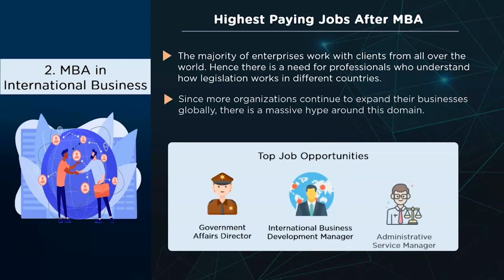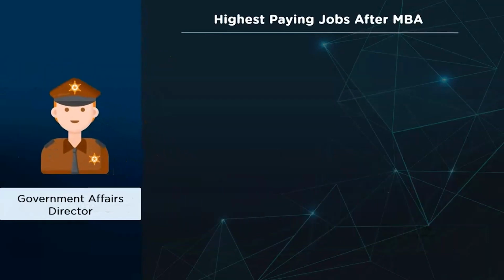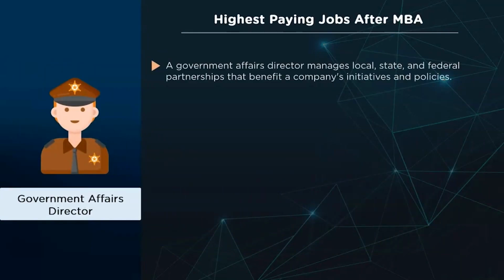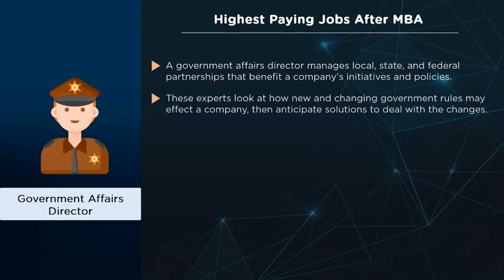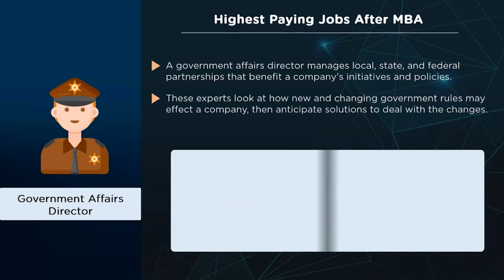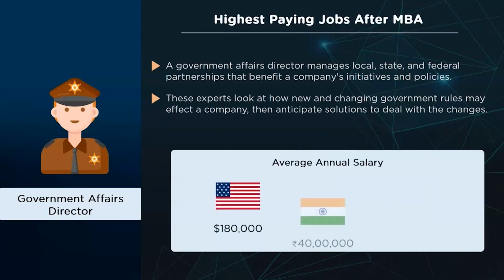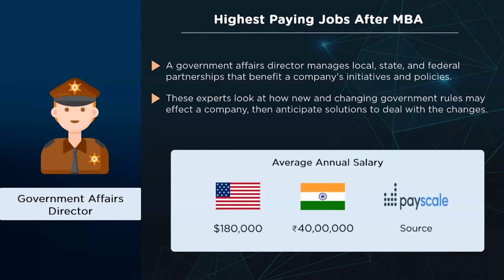Let's begin with Government Affairs Director. If you opt for this job profile, your task will be to help your employer meet legislative goals by creating policy proposals and working with government agencies and citizens. A Government Affairs Director looks after how new and changing government rules may affect a company and then recommends and anticipates solutions to deal with those changes. The average annual salary for this job profile is $180,000 in the United States and 40 lakh rupees in India.